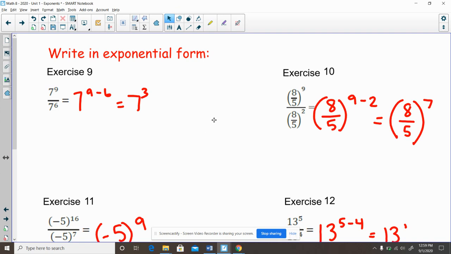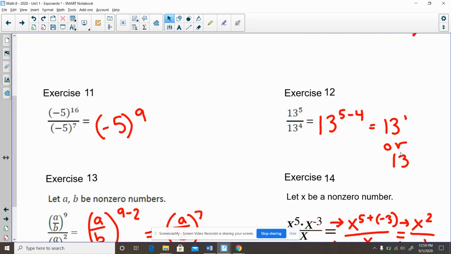Okay, here are the answers to exercise 9 and 10. Make sure that with number 10, you have your parentheses around your base. Exercise 11 and 12. Again, make sure with exercise 11, you have the parentheses around your base. A negative base needs to be wrapped in parentheses. With exercise 12, you're going to subtract your exponents to give you a 1. 13 to the 1st power is the same thing as 13, so you can write either one. More commonly, you will just see a 13 written there instead of a 13 to the 1st power.